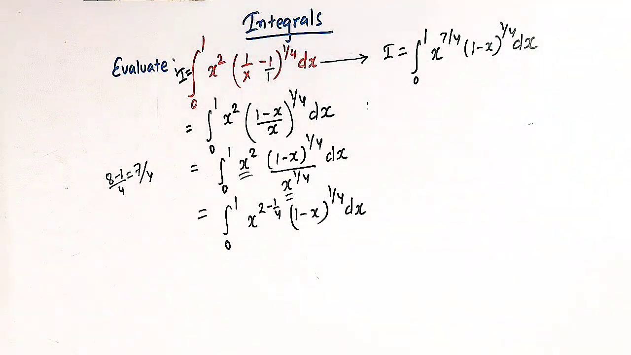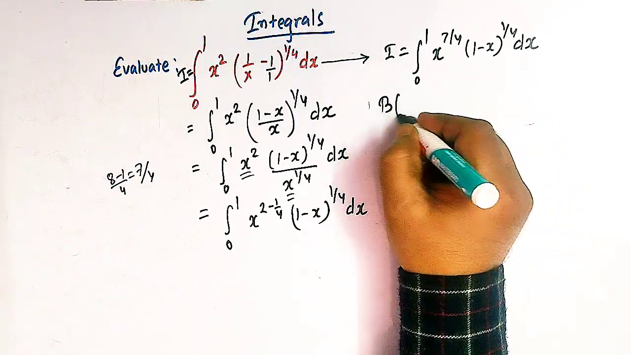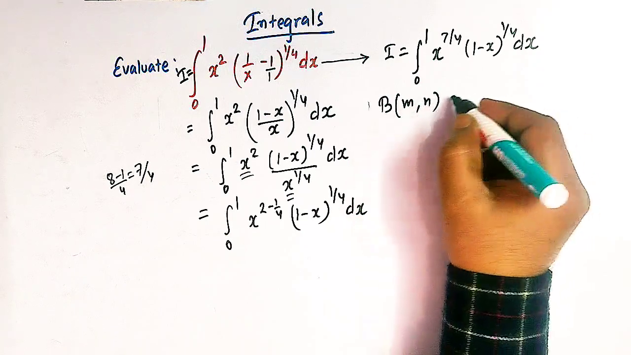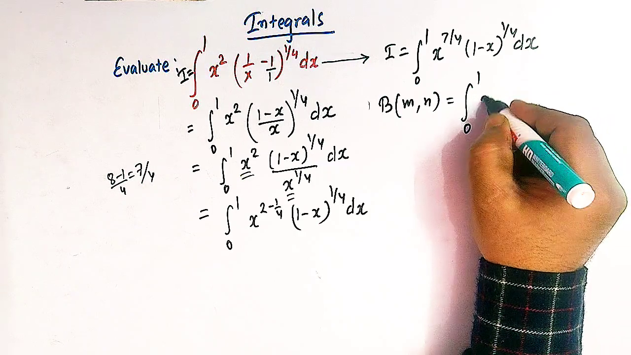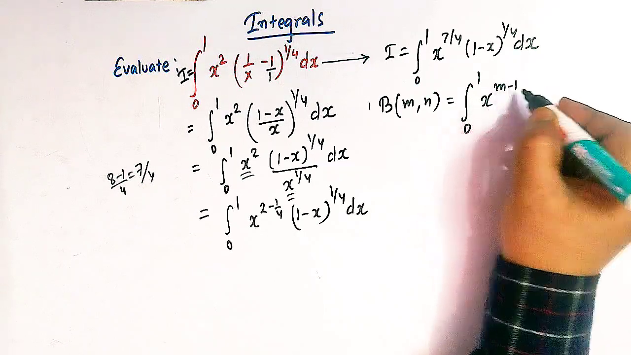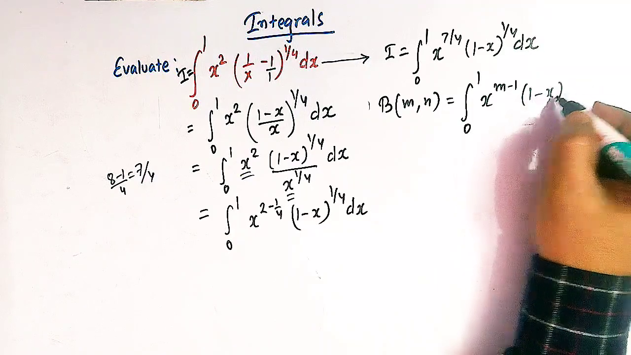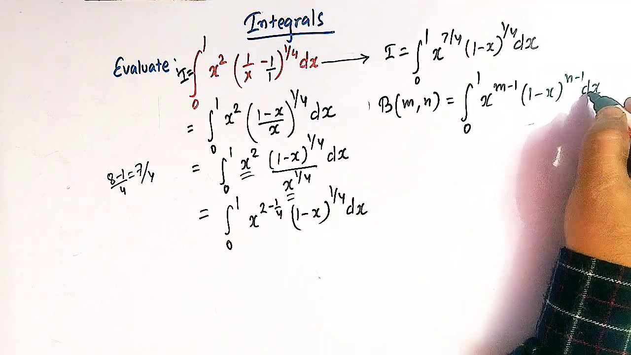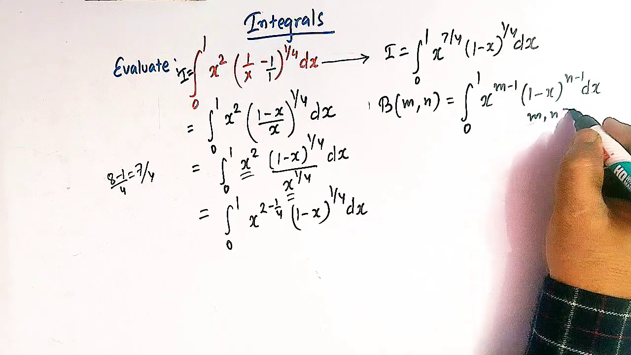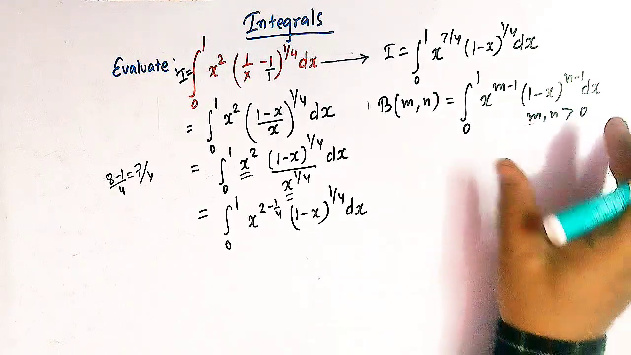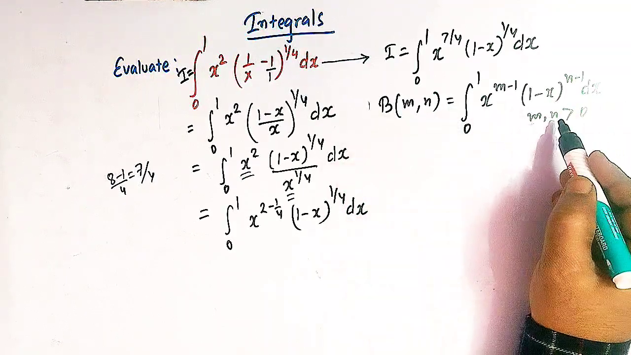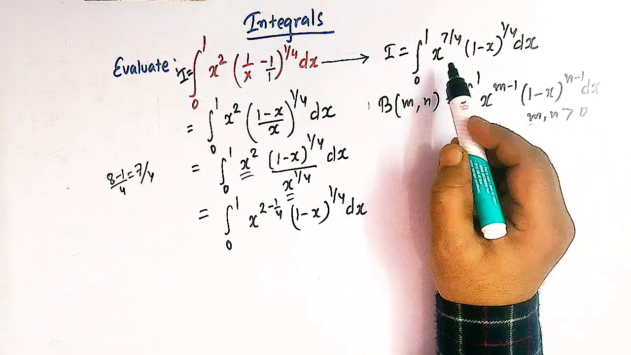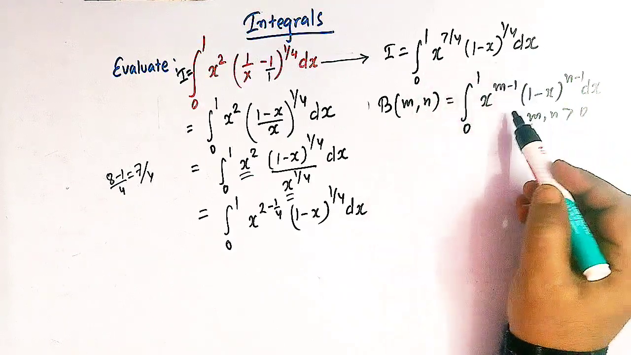So what we have done so far is express this integral like this, and now we'll convert this integral into a beta function. The beta function is defined as beta(m, n), given by this integral: 0 to 1, x raised to m minus 1, and (1 - x) raised to n minus 1 dx, where m and n are greater than 0, right? So this integral is known as the beta function, and here m and n are positive numbers. So we'll express this integral like this.